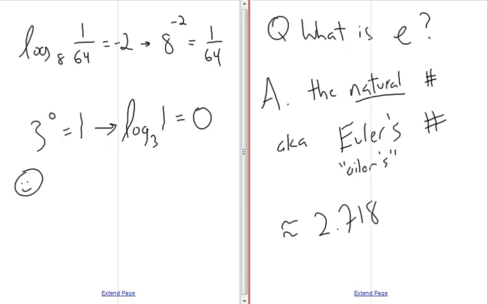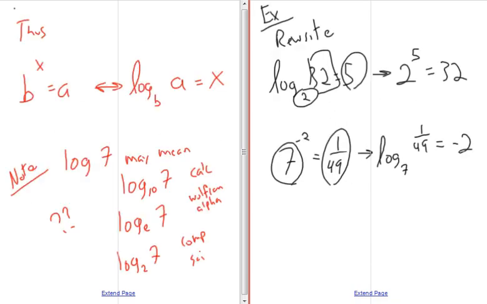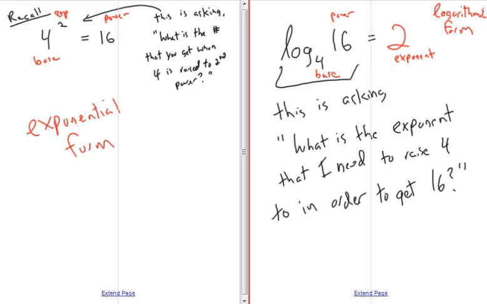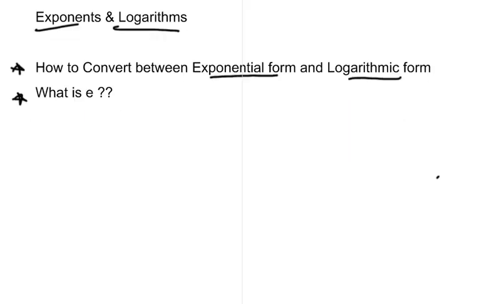Great. So looking backwards, we talked about e, we talked about converting between base and exponent form, how to convert between exponential and logarithmic form, and what e is, as well as just some basic logarithmic type equations there.